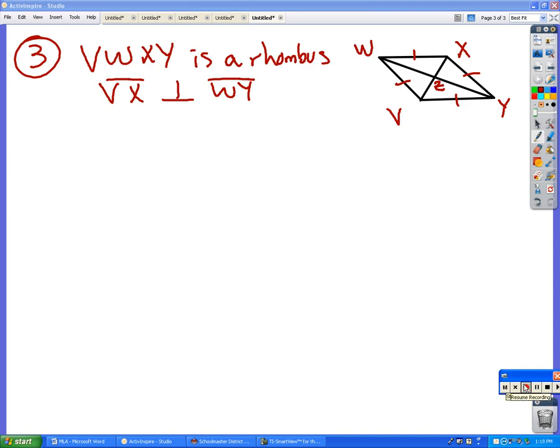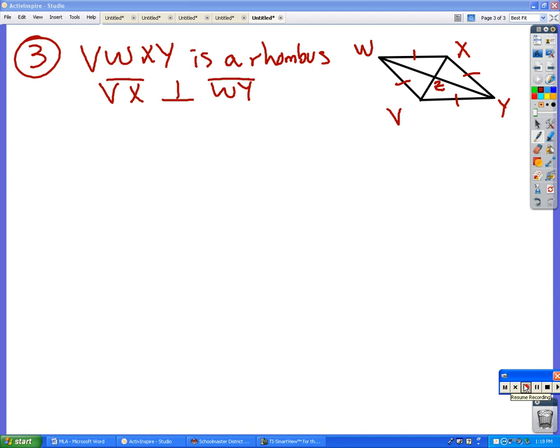So now we're just going to prove that. The first statement they make is that VWXY is a rhombus, and that is given. And what's the definition of a rhombus? What do you know is true if you have a rhombus? All the sides are the same. A rhombus is a parallelogram with 4 congruent sides.